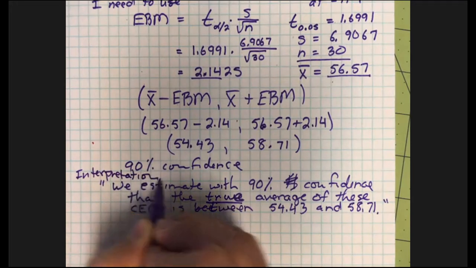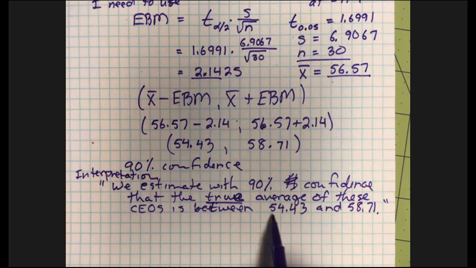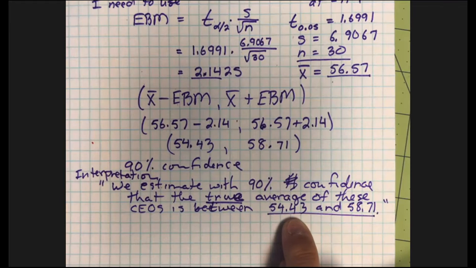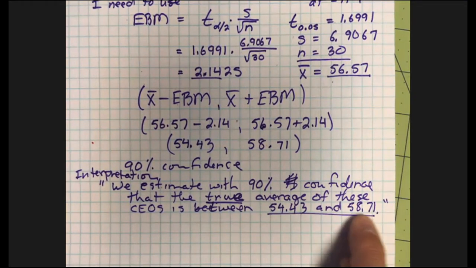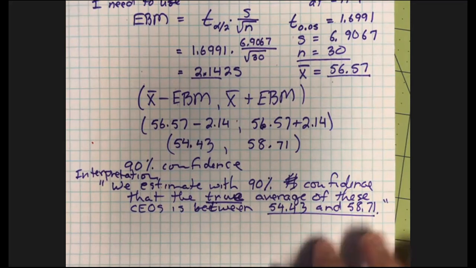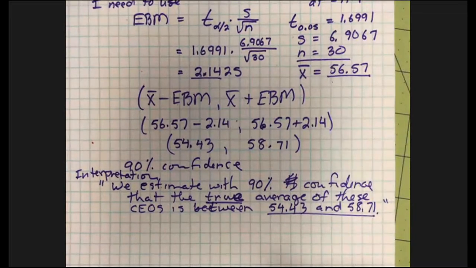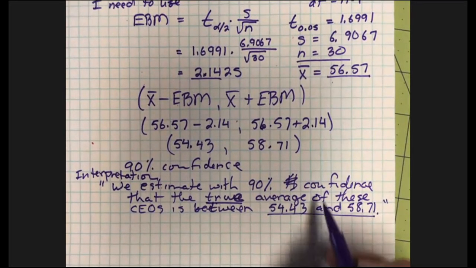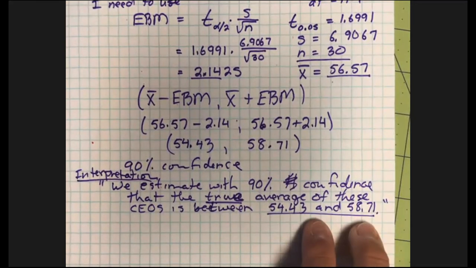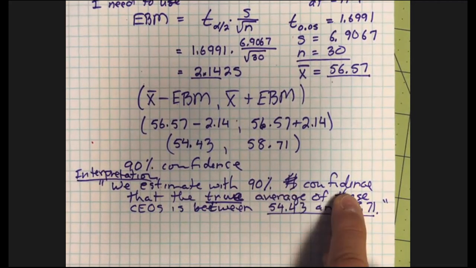Now notice, I am not guaranteeing that the age of the CEOs is in there. So what should I do for these high-powered companies? CEOs are between 54 and 59 years old, approximately. So not too young, not too old. They need some experience, and energy. I have no idea what it takes to run a company. But notice I'm not promising it. I'm estimating with 90% confidence.